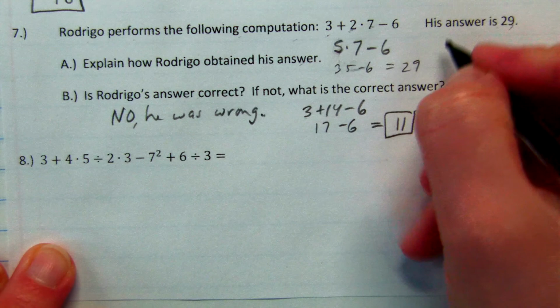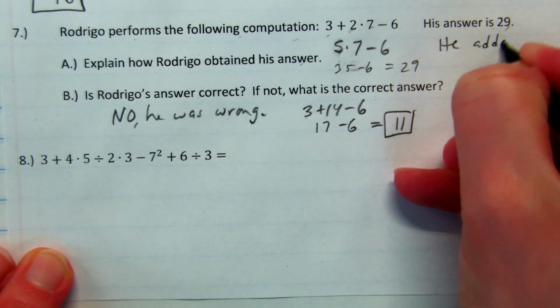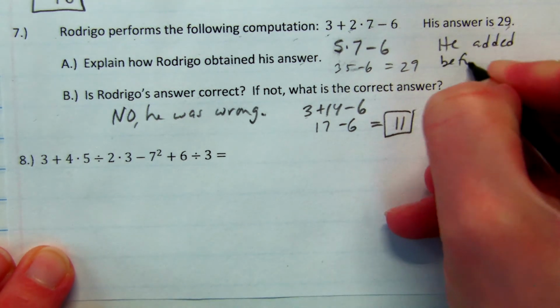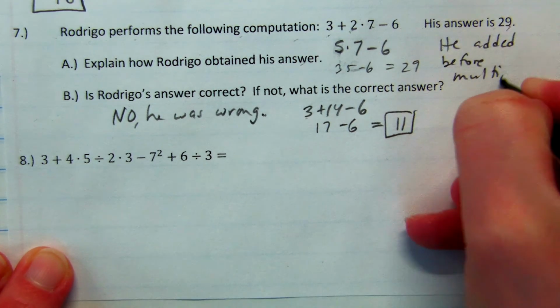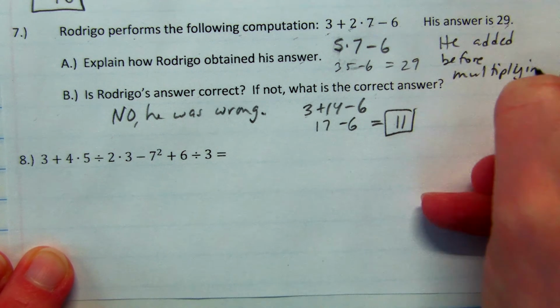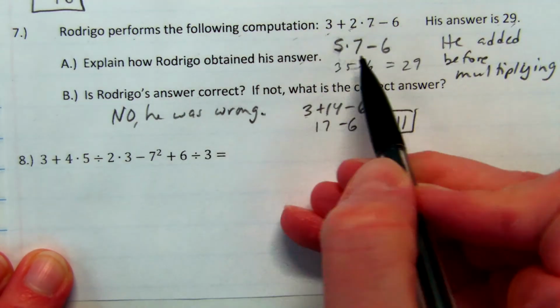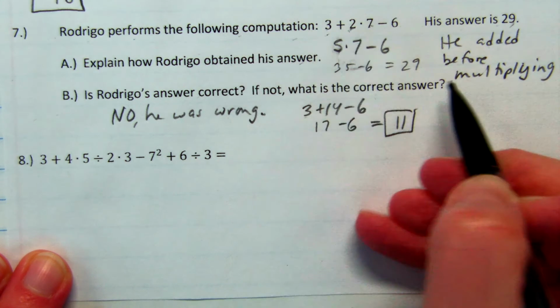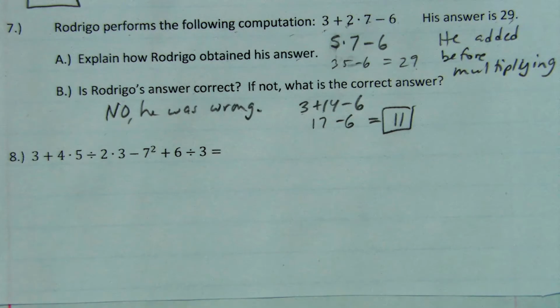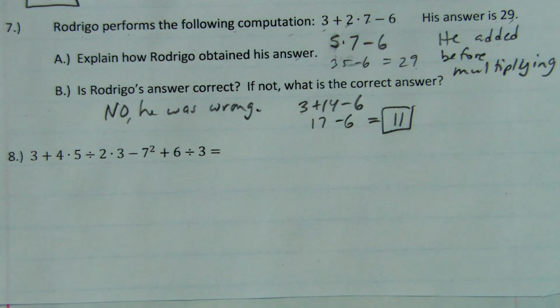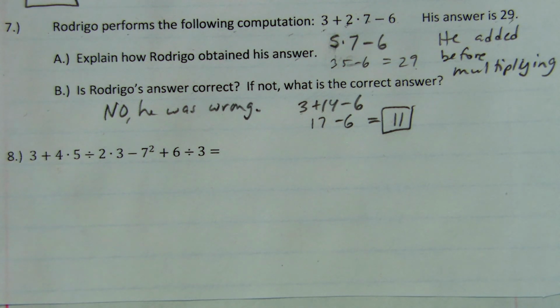So he added before multiplying, that would be what he did. He added the 3 and the 2 together first, and he got the wrong answer. This is why the order of operations is so important. Everybody needs to know the correct order for doing the math when we write it down like this. That way we're all coming up with the same answer.